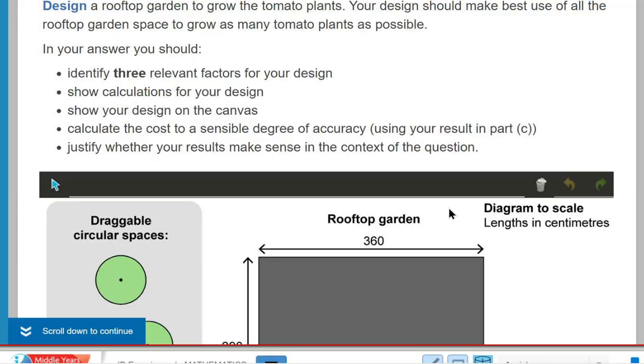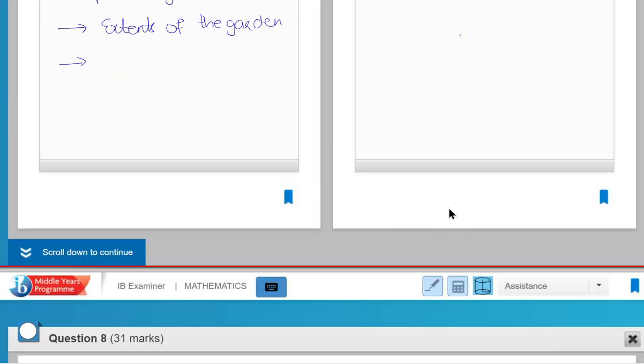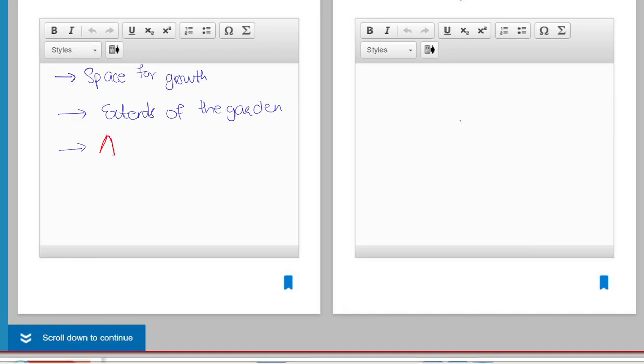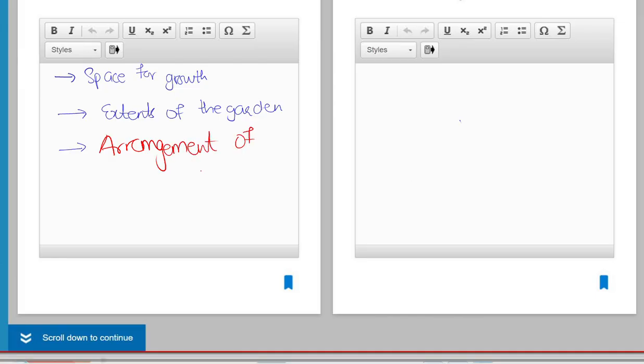What could be another factor? So the marking scheme says arrangement of the pots. Okay, let's just write it. This is something that the marking scheme has helped me with, because I was out of ideas. Arrangement of pots.